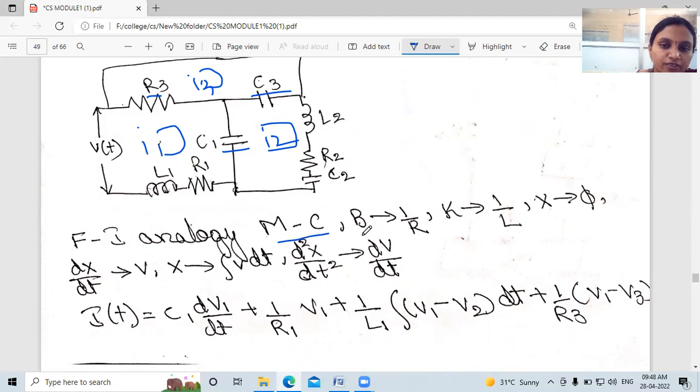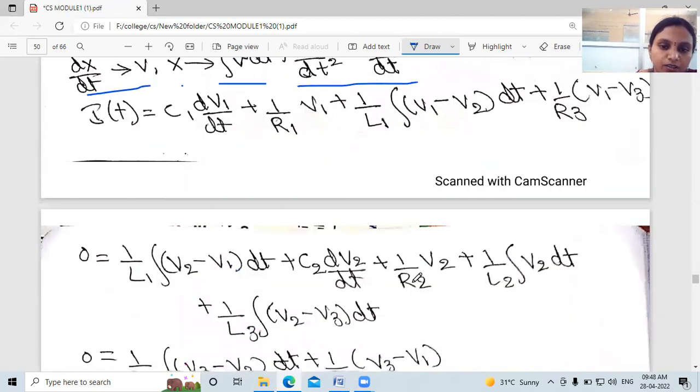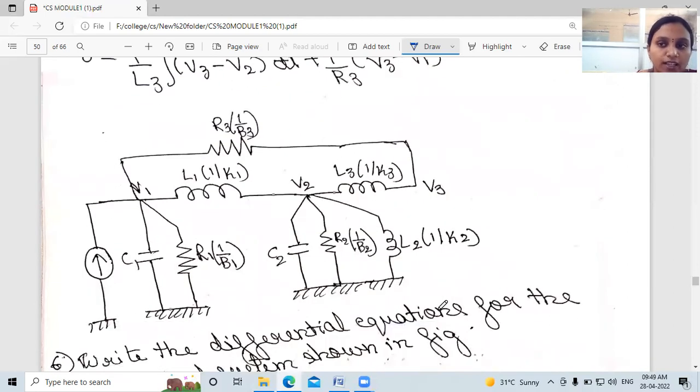Next, force current analogy. Replace the terms: M is replaced by C, B is replaced by 1 by R, K is replaced by 1 by L, and X is replaced by flux, and dx by dt is V. If you integrate this one, you'll get integration of V into dt; if you differentiate this one, you'll get dV by dt. So after replacing these terms, on the mechanical system, replace there itself. Instead of K1 we have written L1, instead of B3 we have written R3, instead of K3, L3, instead of M we have written C, like that.